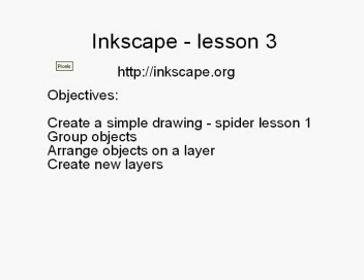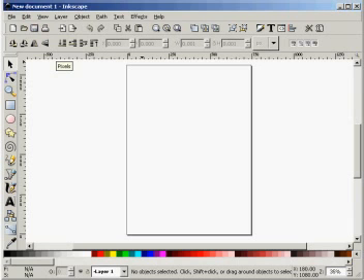Okay, in this lesson, lesson 3, we're going to put together the objects that we've learnt in the first two lessons to create a simple spider. Often with vector graphics, it's easier to start thinking about objects in their shapes and then group the shapes together. So we're going to look at creating a simple spider by grouping objects, then arranging objects in a layer to get depth, and then ultimately creating a new layer. So let's have a look at Inkscape.